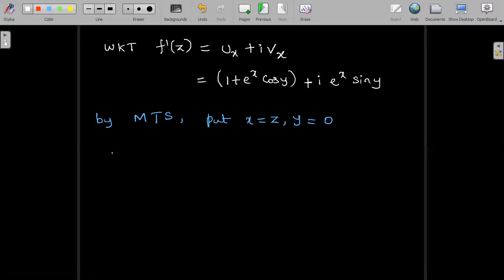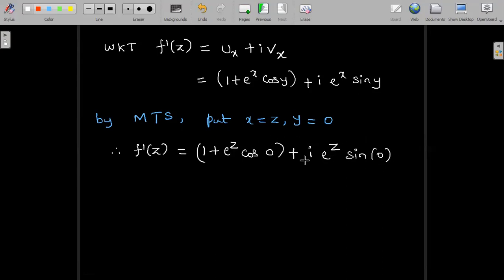So that we obtain f dash of z is equal to nothing but 1 plus e power z cos 0 plus i into e power z sin 0. We recall the standard values. Sin 0 is 0, cos 0 is 1. So since sin 0 is 0, the imaginary part vanishes. So we just have the real part of the answer, which is nothing but 1 plus e power z.